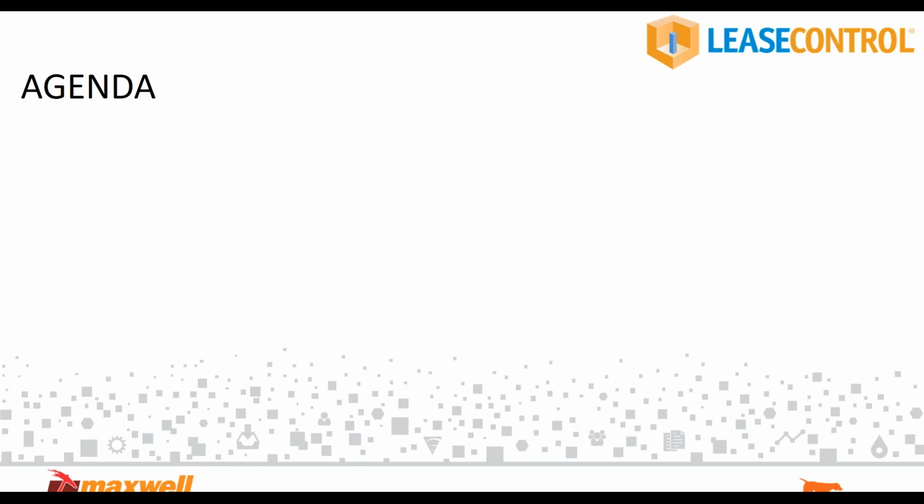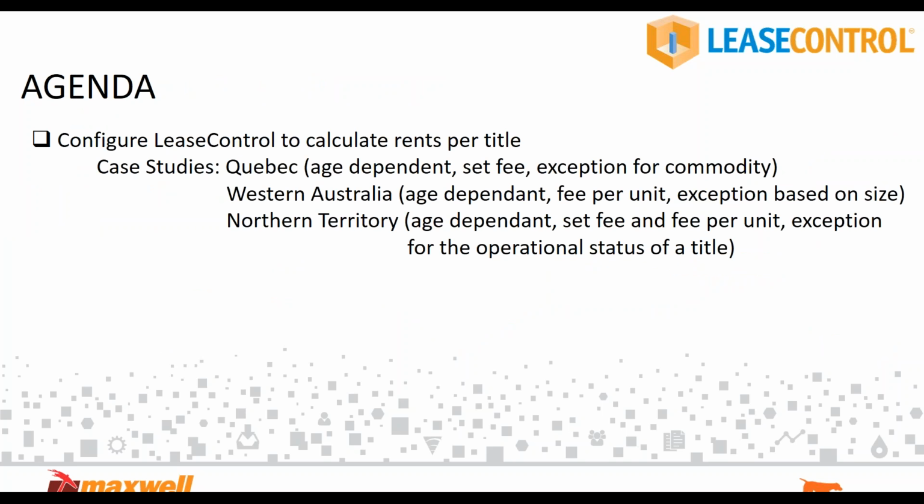In this training webinar, we're going to look at how you can use LeaseControl to configure the rent calculations per title, and we're going to be doing some case studies. So first we're going to look at Quebec, which has a lot of relevancy around the world, and that's for any titles that are age dependent but have a set fee per title, and we're going to look at applying an exception based on a commodity.